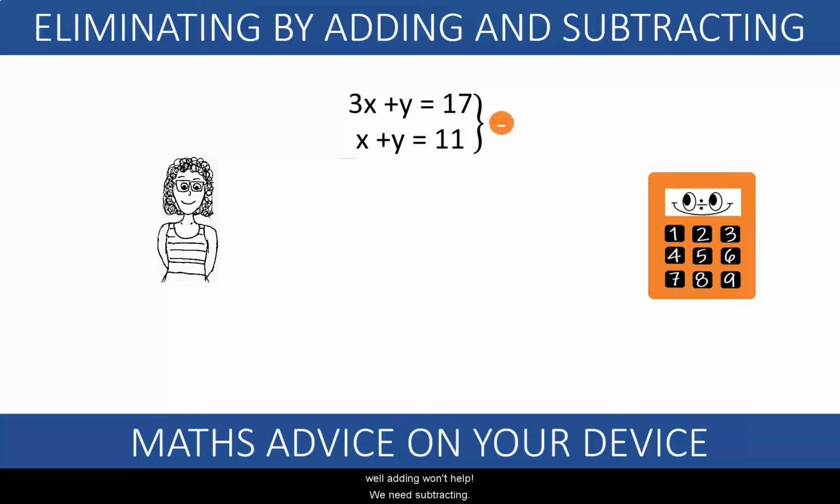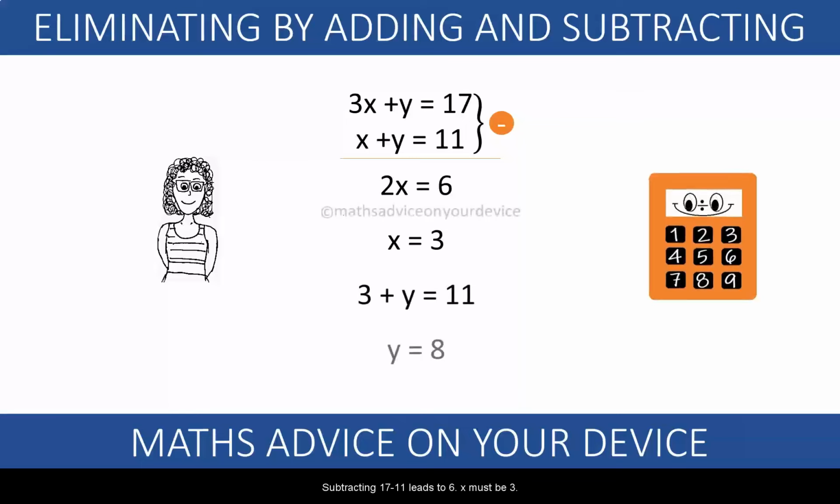If the left-hand side equals the right-hand side, the difference of the left-hand sides will still equal the difference of the right-hand sides. Subtracting 3x minus x leads to 2x. Subtracting 17 minus 11 leads to 6. x must be 3. Since x plus y equals 11 and x is 3, well, y must be 8.